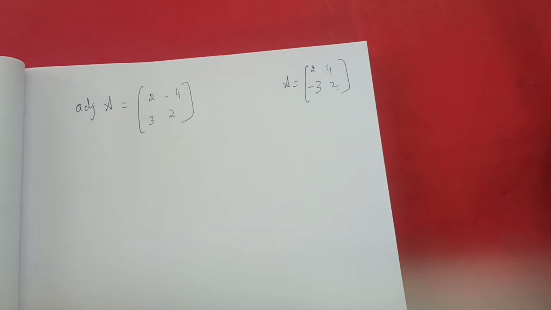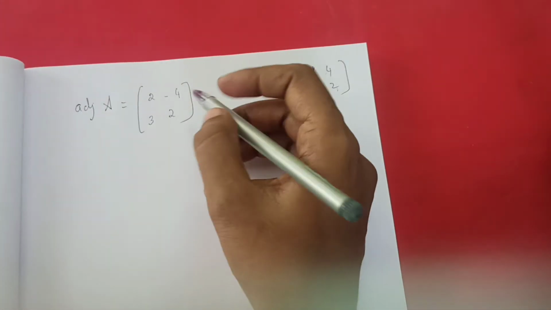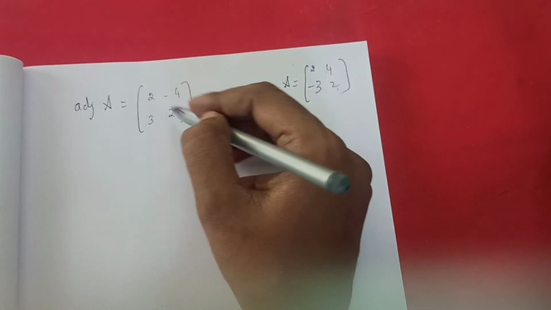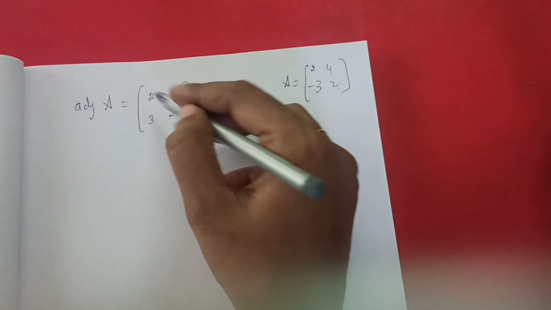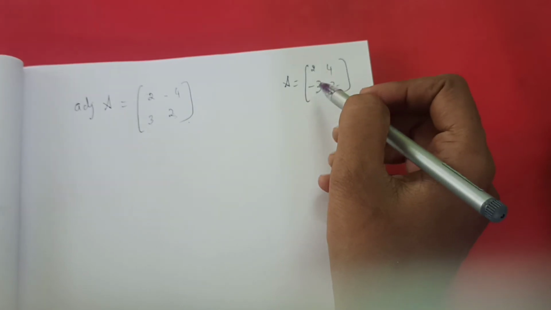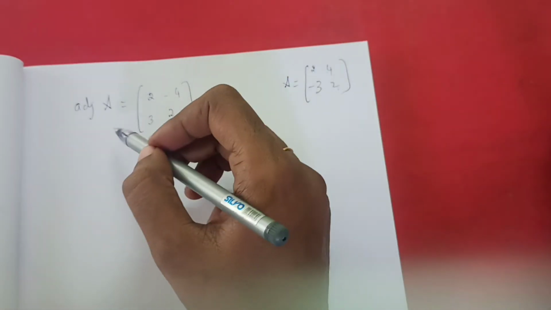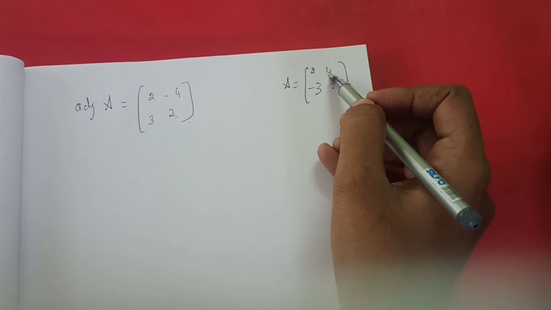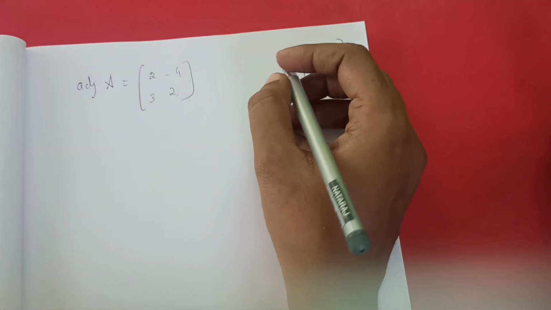Example 1.12, I have taught you. If it is a 2 by 2 matrix, it's very easy. What you need to do is interchange these two numbers, this number to here and this number to here, and for the other two numbers you need to change the symbol. Here it is minus 3, so that will change to plus 3. Here it is plus 4, that will change to minus 4. So this is the adjoint of A.